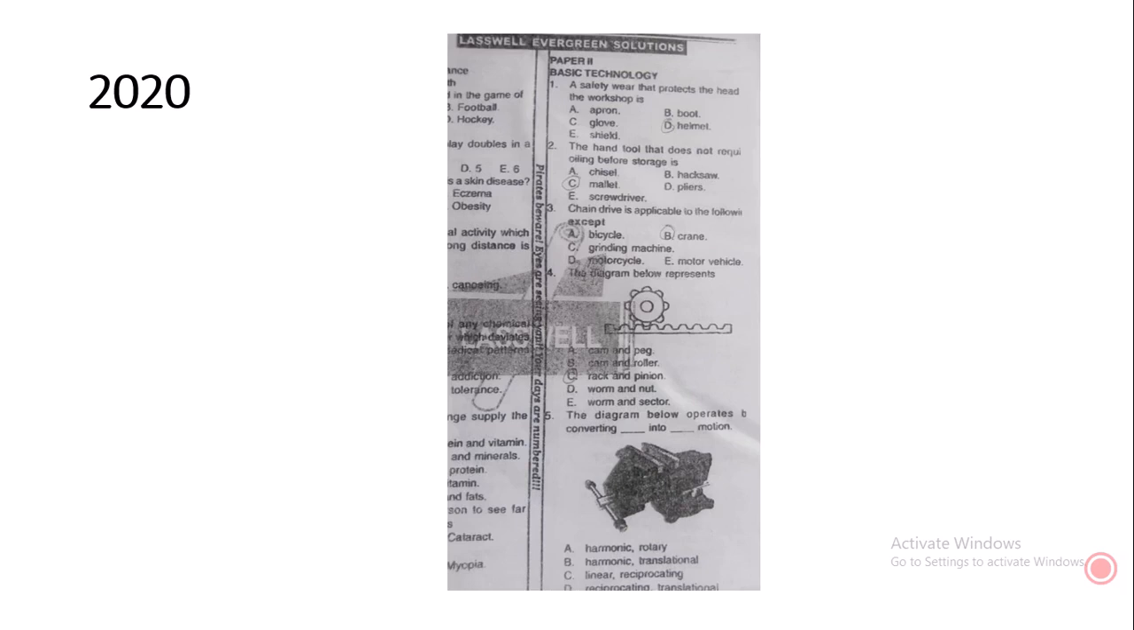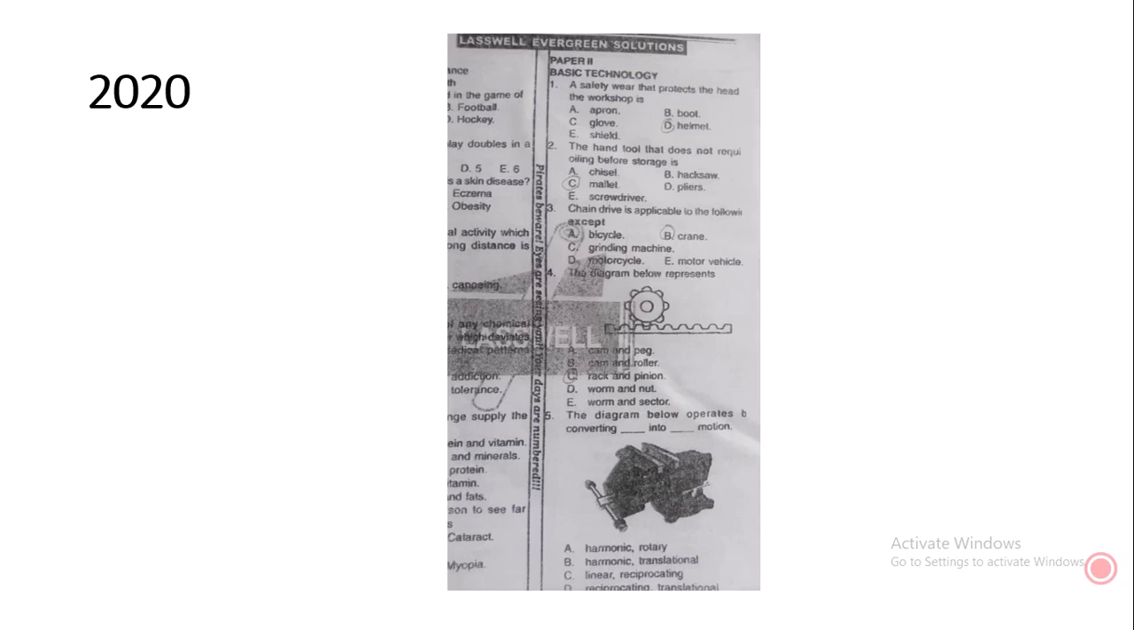The first question says: safety wear that protects the head. This is basic technology, which is also affiliated with design and technology as well, in preparation for junior NECO. So, a safety wear that protects the head in a workshop is a helmet, and it's not a shield, neither is it a glove, apron, or boot.